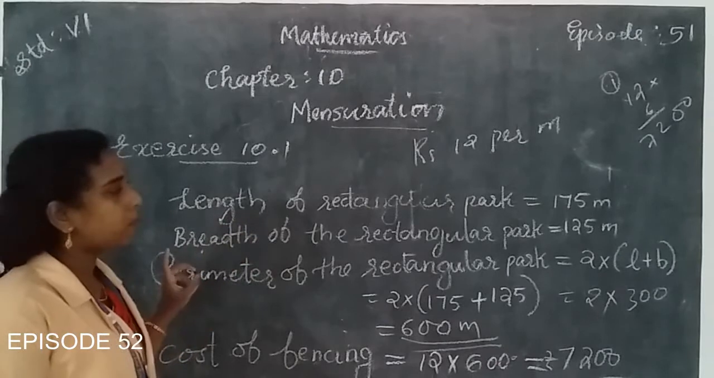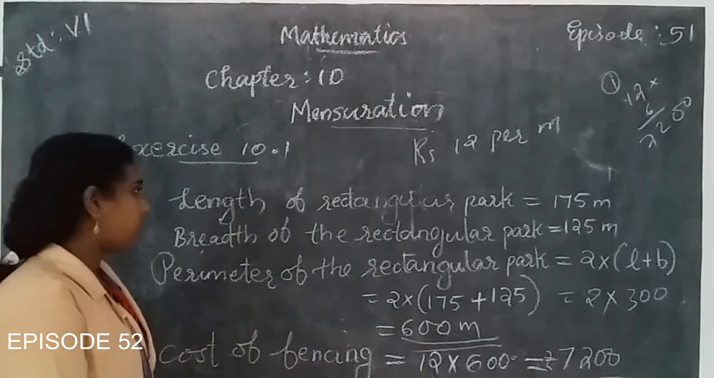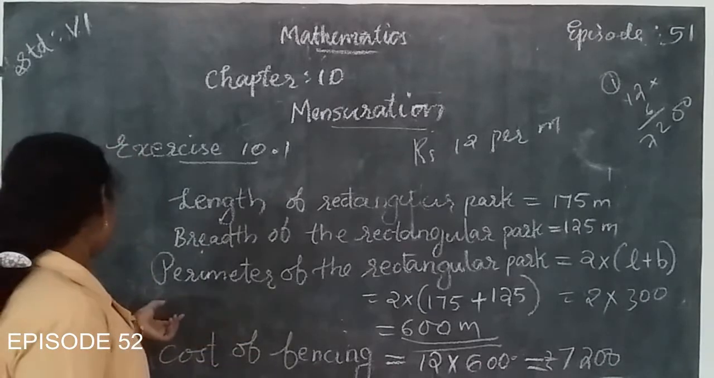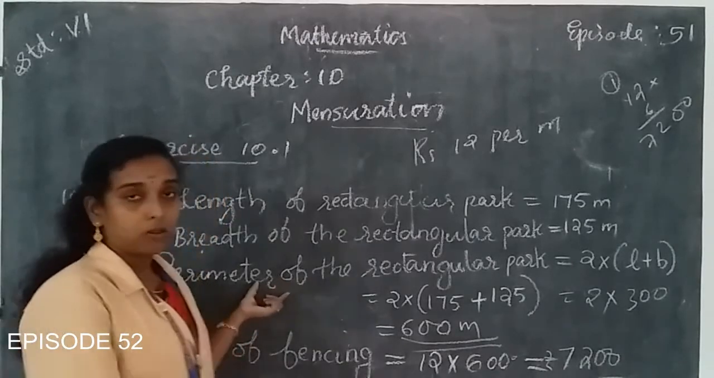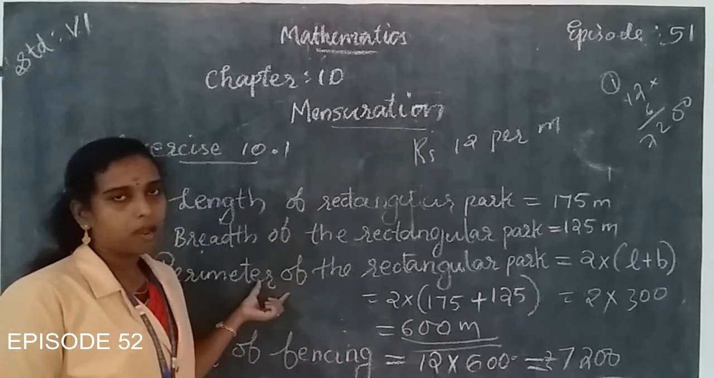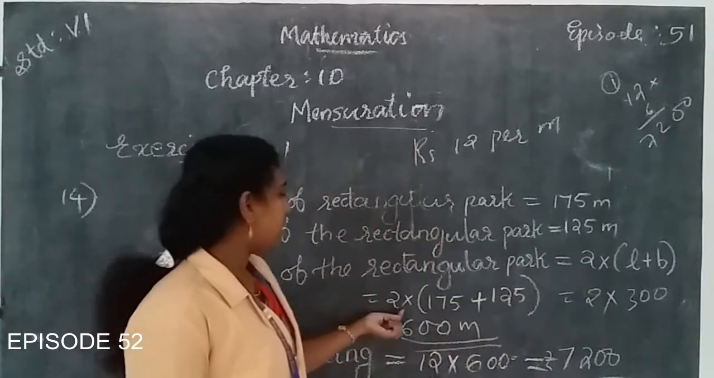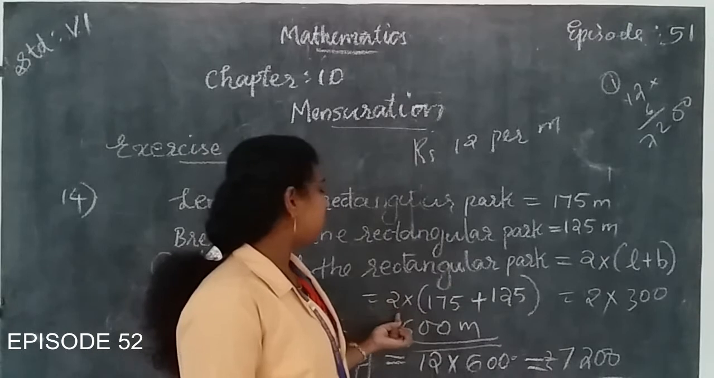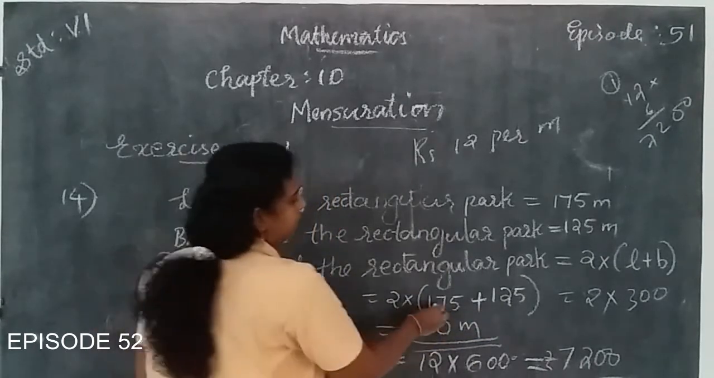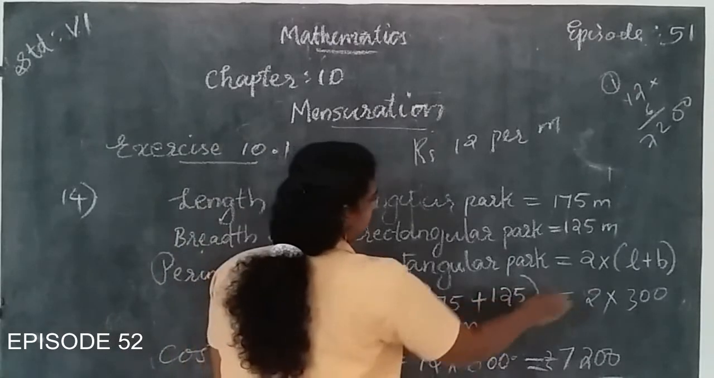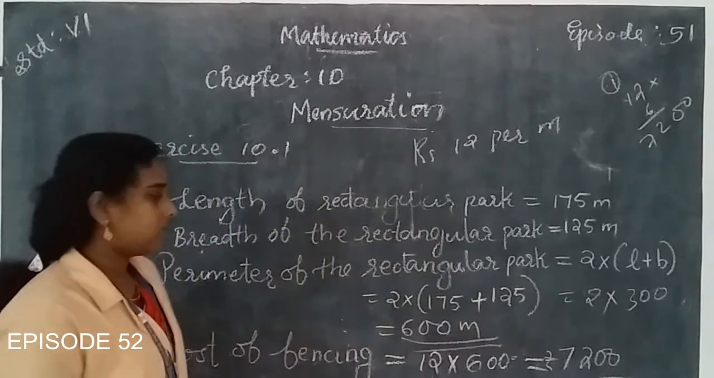Length of the rectangular part is equal to 175 meter. Then the breadth of the rectangular part is equal to 125 meter. Then we find the perimeter of the rectangular part, the total distance, which is equal to 2 into (A plus B). When we apply the values, we get 2 into (175 plus 125). If we add 175 plus 125, we get 300. So 2 into 300, we get 600.